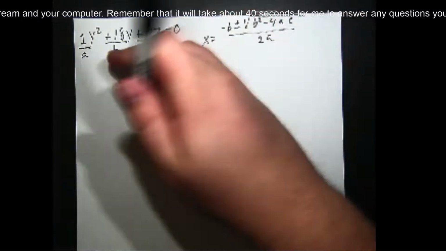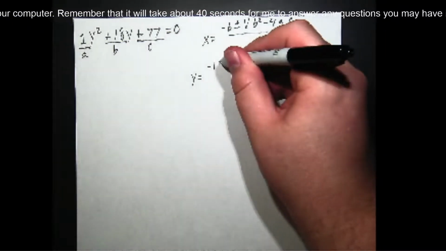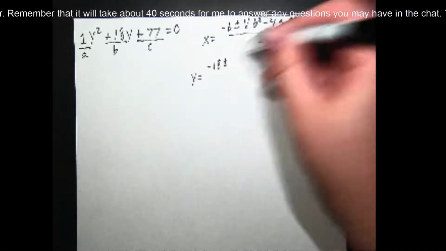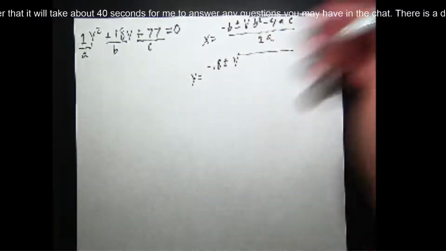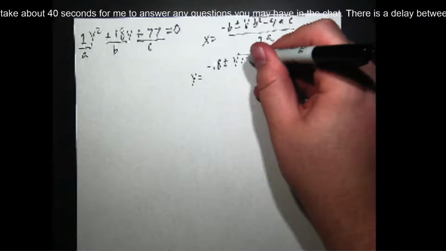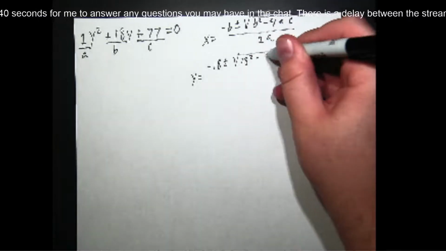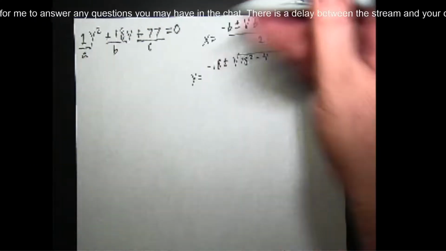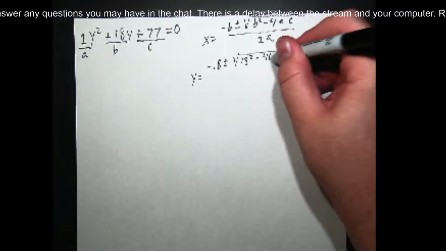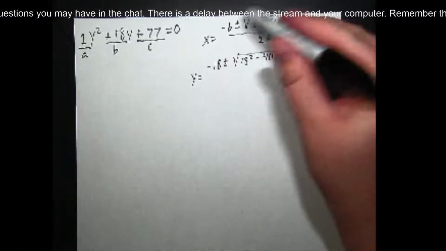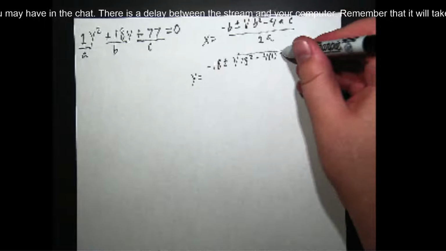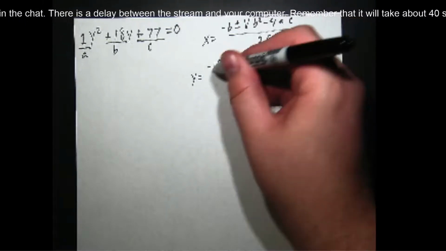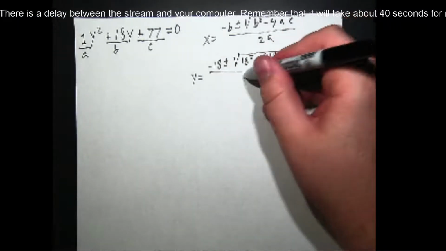So negative b, that's going to be negative 18, plus or minus the square root of 18 squared minus 4 times a, which is 1. So I'm just going to say 4 times 1. And then 77. Then all over 2 times a, so 2 times 1.